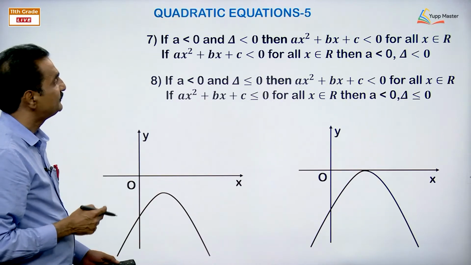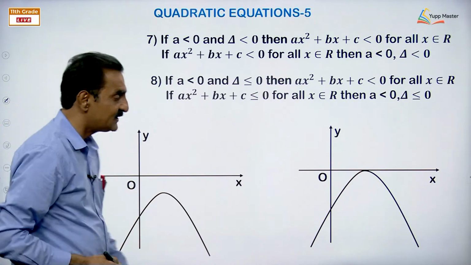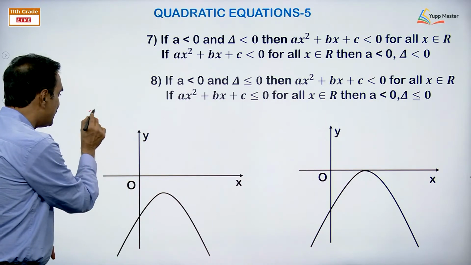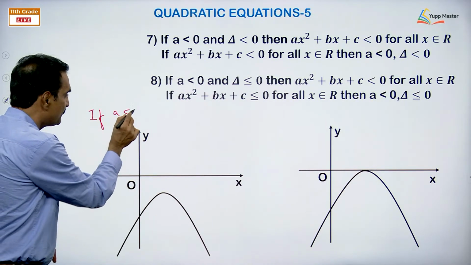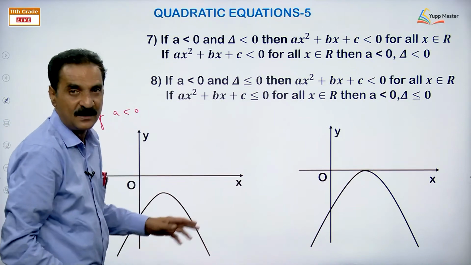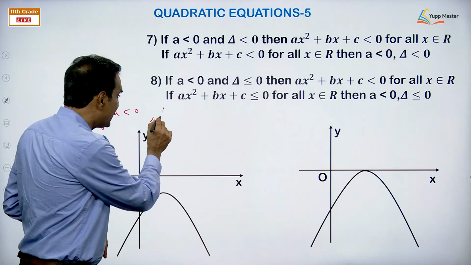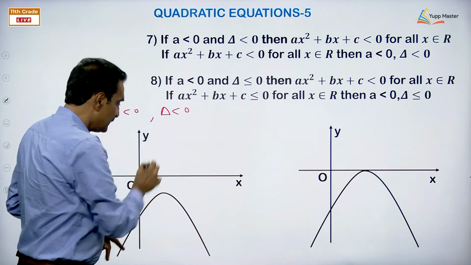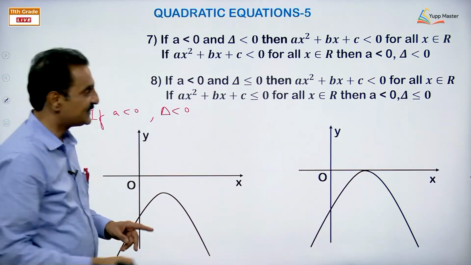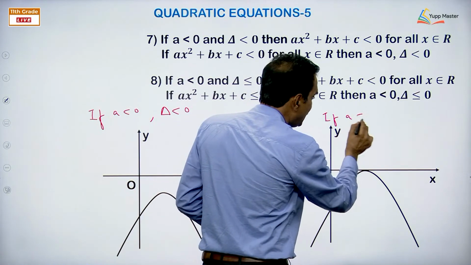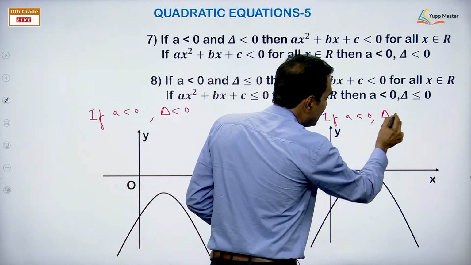Next, you consider this case and this case. If a is less than 0, the graph is a downward parabola. In this case, delta is negative. That is why the graph is completely below the x-axis. In this case, a is negative, delta is equal to 0.